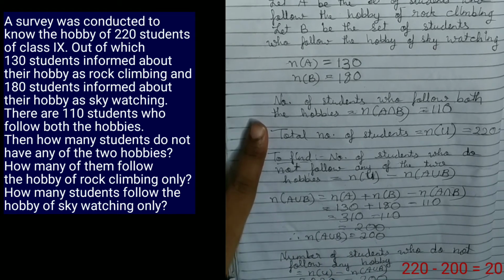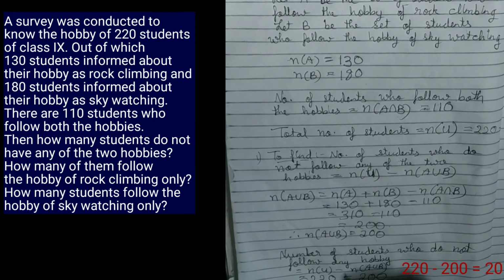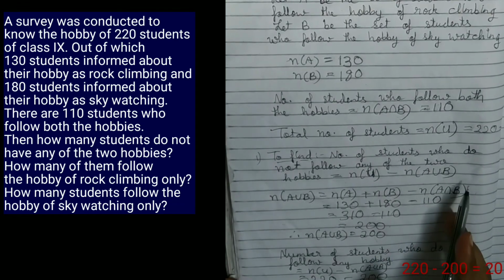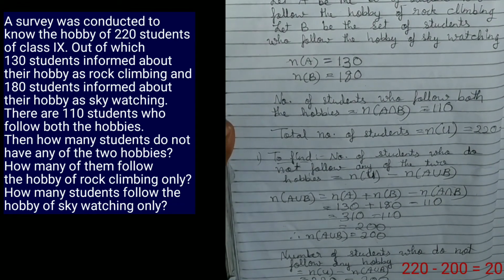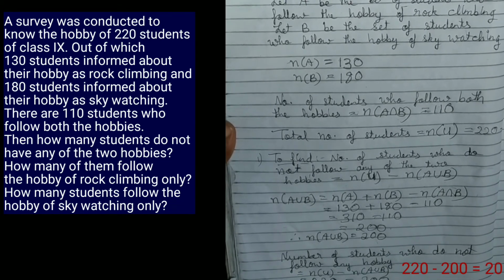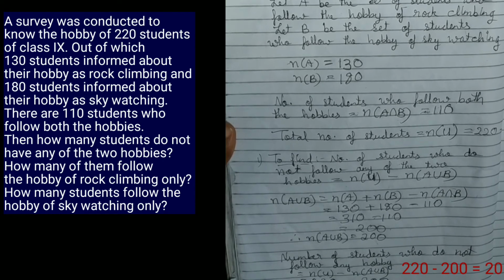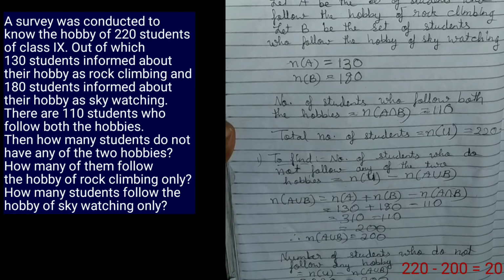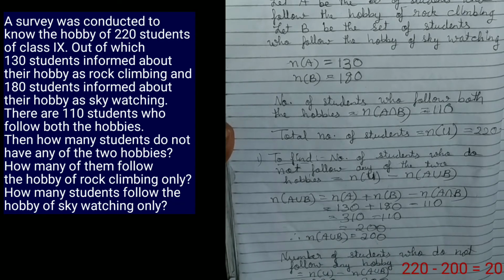Okay. So the survey was conducted for 220 students. Out of 220 students, 200 students have a hobby. They follow at least one hobby, and if we subtract, 20 students do not have any hobby. Okay, 20 students do not follow any hobby.